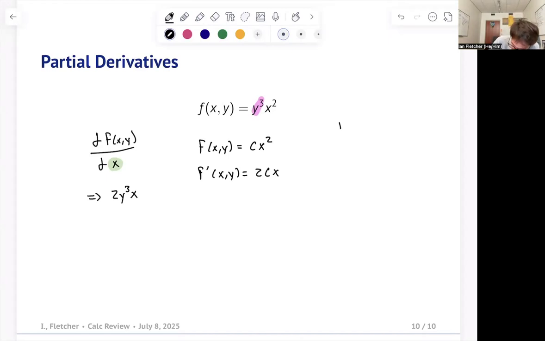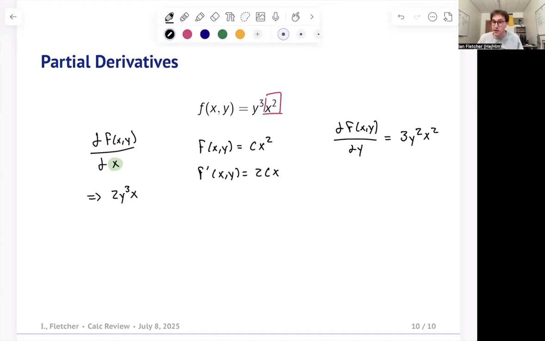Very similarly, if we go on the other side and want to derive with respect to y, we are instead going to hold x constant. And so we are going to get 3y squared x squared. That's it. That's easy. That's the partial derivative. It's essentially like pretend it doesn't exist, multiply it in at the end, or however it's going to be involved in the end, and everything will be great.